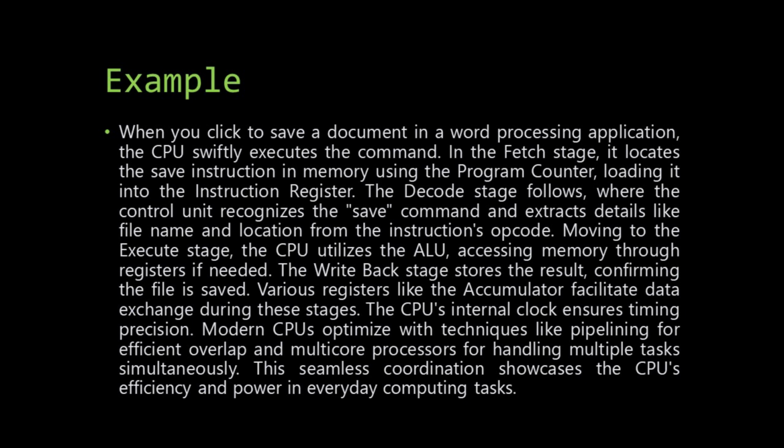Optimizing the process, modern CPUs may use techniques like pipelining, enabling efficient overlap of multiple stages. In multi-core processors, the several cores could collaborate, allowing your computer to handle multiple tasks simultaneously. In essence, the seamless coordination of the CPU's components ensures that your save command is executed swiftly and accurately, showcasing the efficiency and power of the CPU in everyday computing tasks.